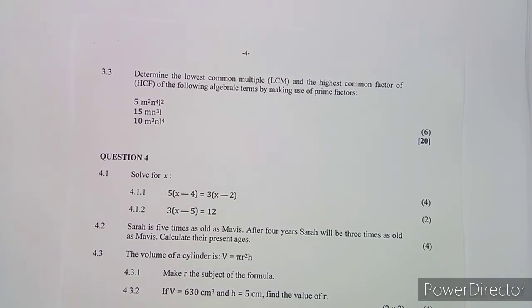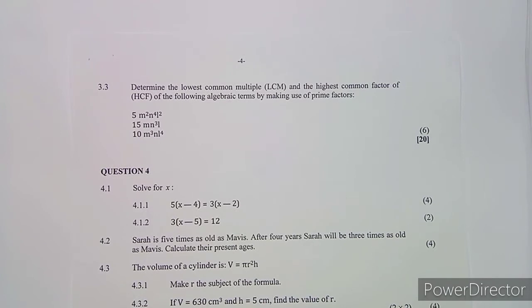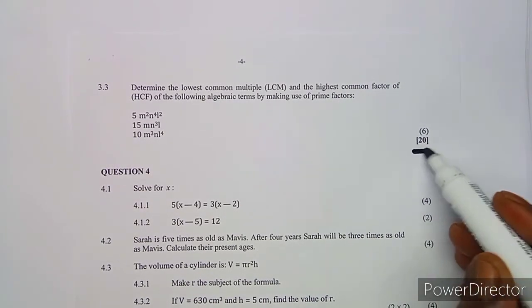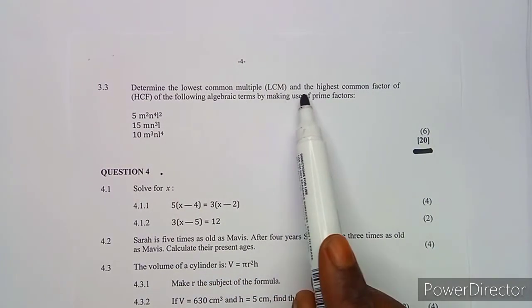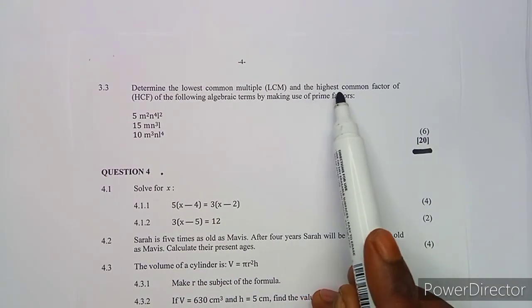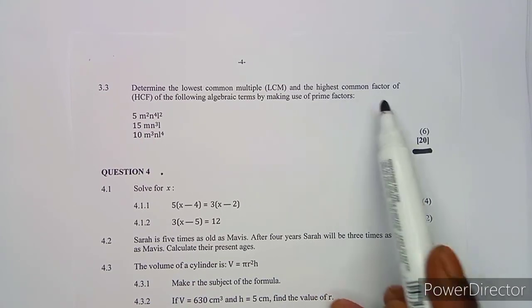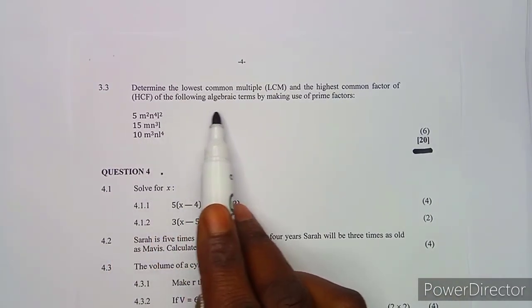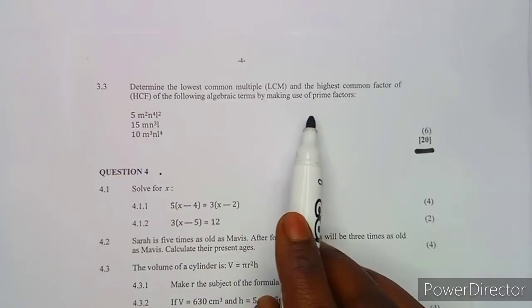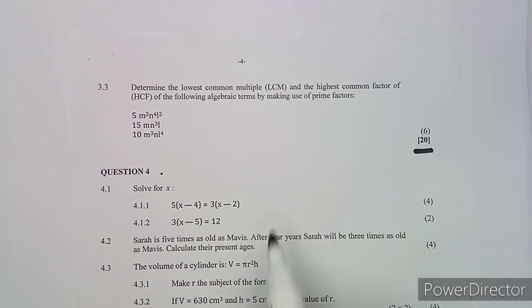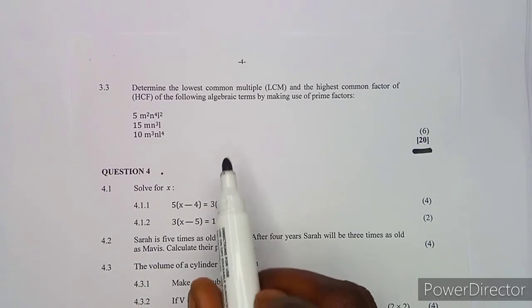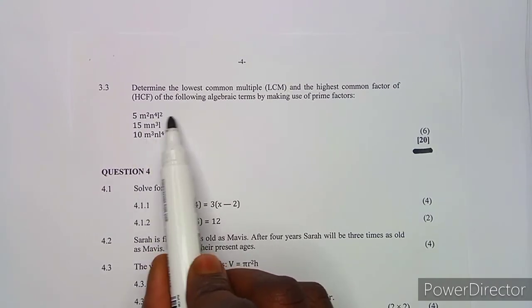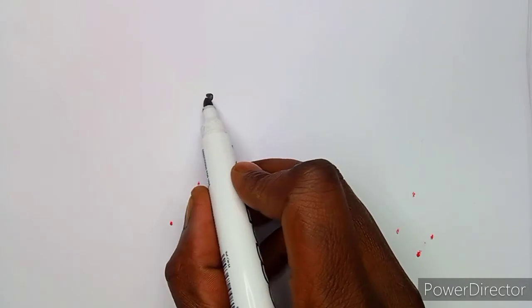All right, let's see what we had on 3.3, which was to make it a total of 20 marks. So determine the lowest common multiple, and the highest common factor, which is the HCF, of the following algebraic terms by making use of prime factors. All right, so let's see. Let's start with this, guys. 5, there's nothing that we can do here, so this one we just have to rewrite as it is.